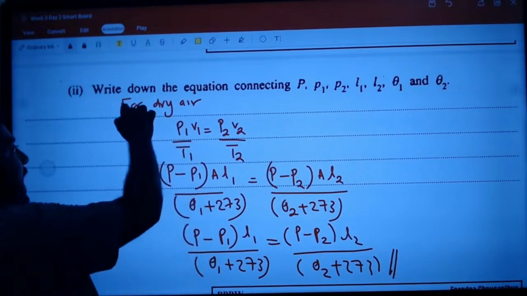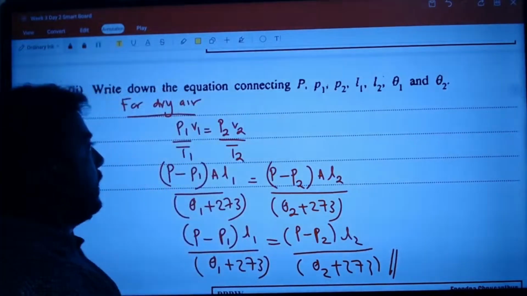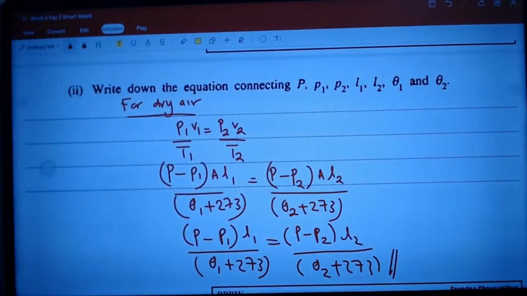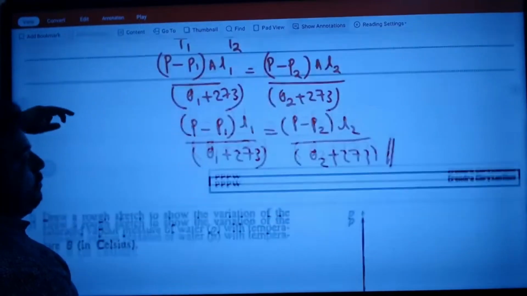Remember, you're applying gas law for only air. You can't apply it for saturated vapors. We can apply gas laws only for unsaturated vapors or air. Okay. Moving on.